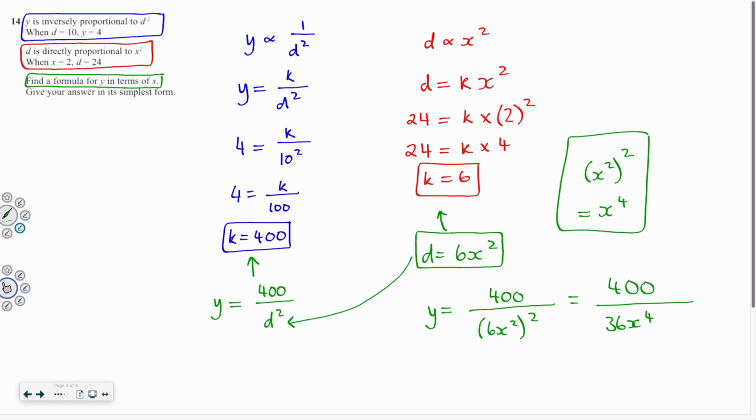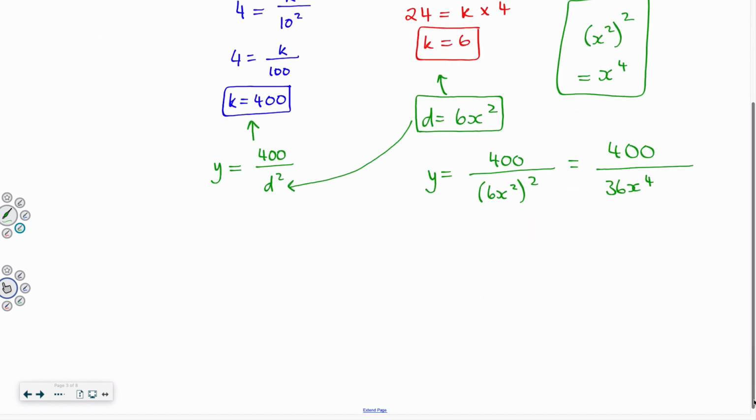That's a little side work there. And now it wants it in its simplest form, so what we can say now is y equals, and dividing both sides by 4, we get 100 divided by 9x to the 4, and that is our formula for y in terms of x.